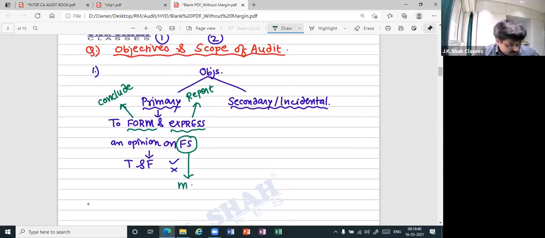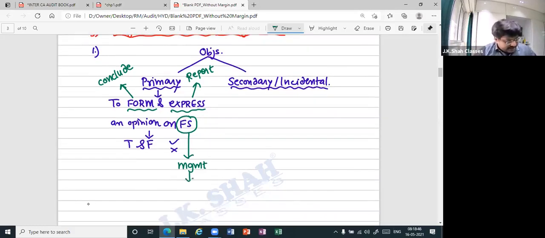Perfect. Management. Correct. And to make these financial statements, management sets up a system which is known as the accounting system. Which system? Accounting system. Again, it is just a fancy name, nothing great about it. What do you mean by accounting system? Come on, you have heard.